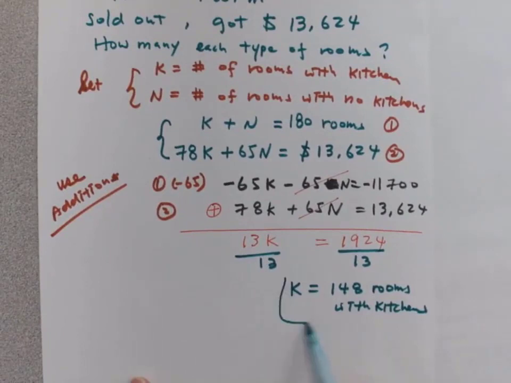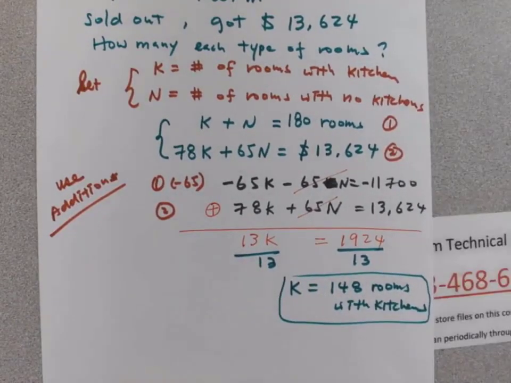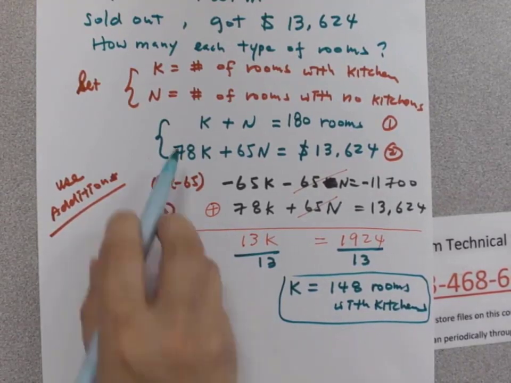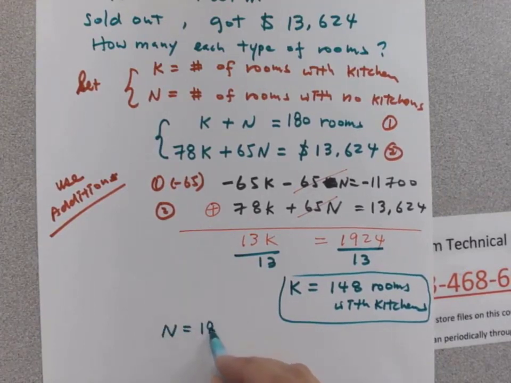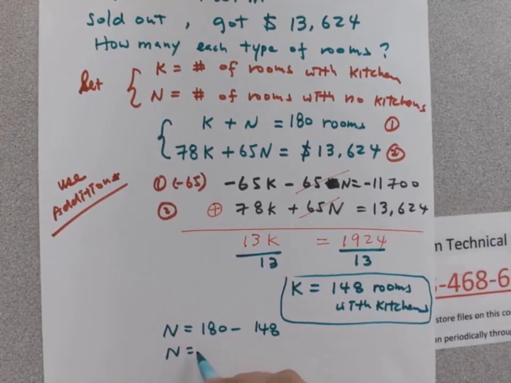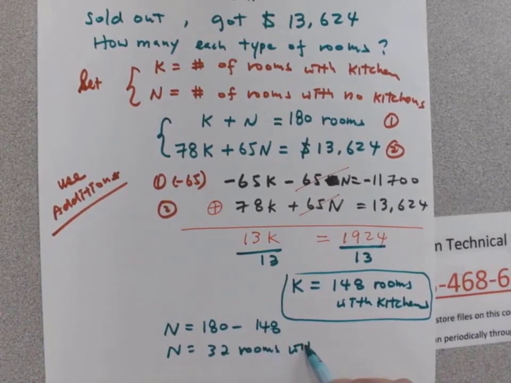Okay, so far we okay? Any questions so far? How do I find the other part? Just 180 subtract 148. Yeah, you can use the total number of rooms subtract the kitchen rooms, or you can sub it back into equation 1. Either way is fine, okay? So N will equal 180 total subtract the 148, which is 32 rooms without kitchen, right?